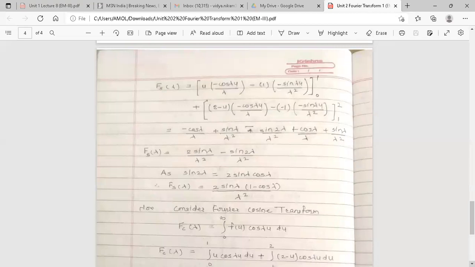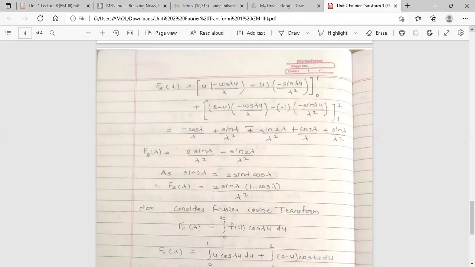the Fourier sine transform. Now we know that sin 2 theta is 2 sin theta cos theta. Using the same formula, in place of theta there is lambda, so sin 2 lambda is 2 sin lambda cos lambda. Put this value here. The denominator is the same, so we can do the subtraction of numerators. So Fs lambda is equal to 2 sin lambda, common in bracket, 1 minus cos lambda upon lambda square. So this is your answer, the Fourier sine transform.